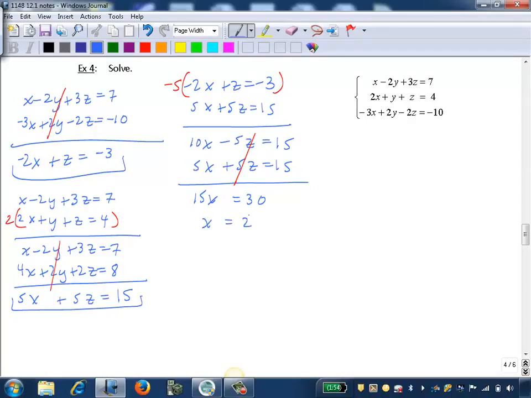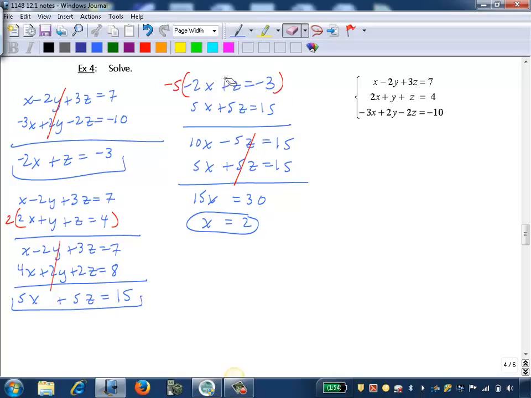So I got my first variable. I've got to get an x, y, and a z, and I got my first one. So here's x equals 2. So now, in this system of two equations and two variables, I can now substitute this 2 back into either of these equations, and then I can get the z.